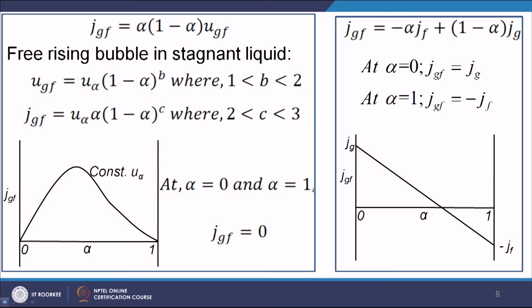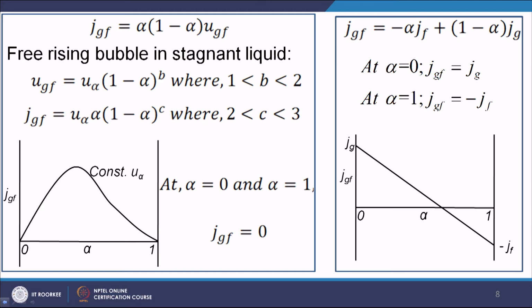If I put this UGF in the equation JGF equals alpha into 1 minus alpha into UGF, we will finally get JGF equals U infinity into alpha into 1 minus alpha to the power C, where C is nothing but B plus 1. So the range of C will be between 2 and 3, as B was between 1 and 2. Now, this is a very important equation.